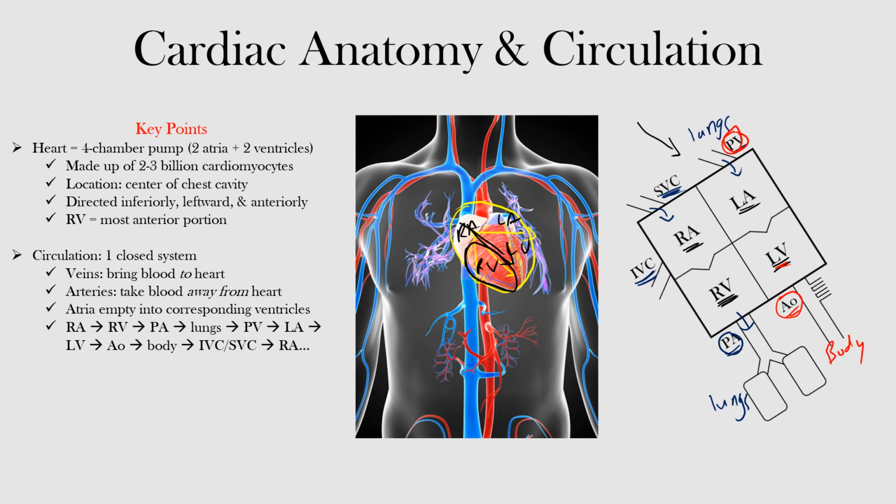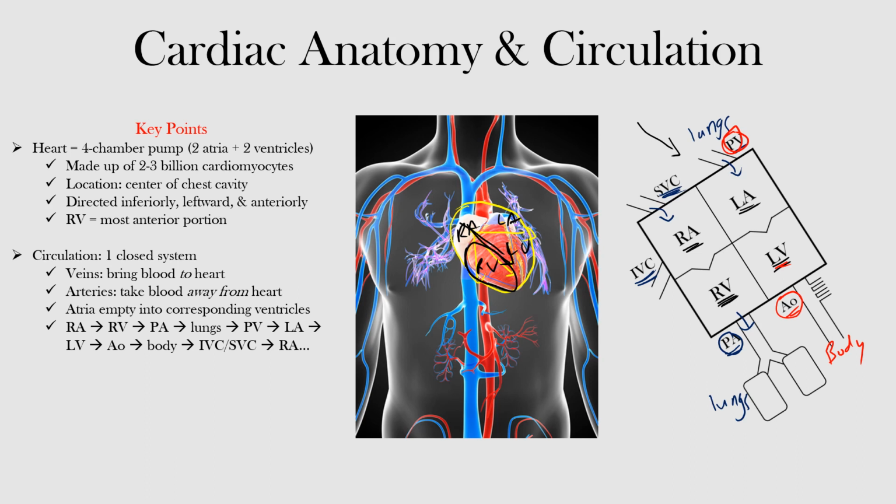So we can think of the heart as a pump consisting of 4 main chambers, the 2 atria and the 2 ventricles, with blood circulating through one closed system. The atria empty into their corresponding ventricles, the right ventricle empties into the pulmonary circulation through the pulmonary artery, and then the left ventricle into peripheral circulation through the aorta. So let's just take a look at this circulation.